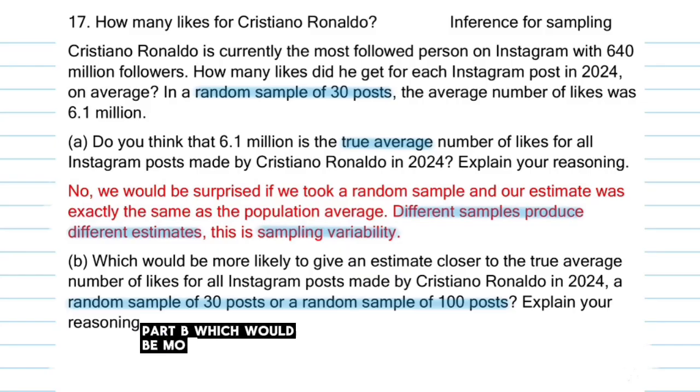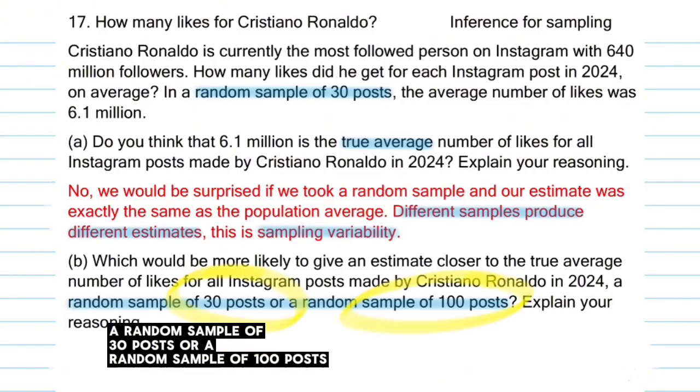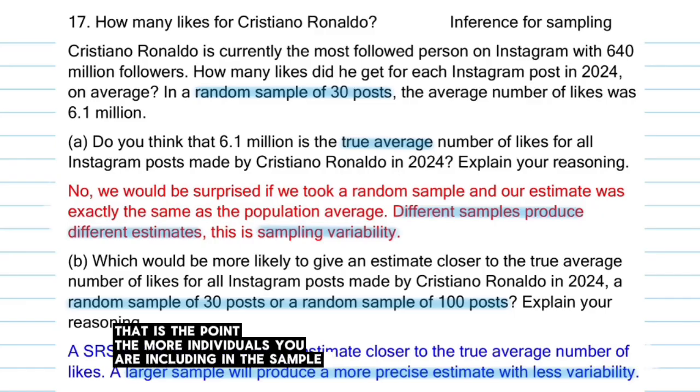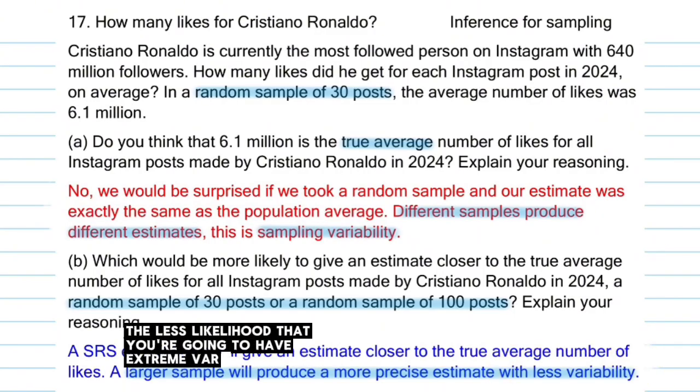Part B, which would be more likely to give an estimate closer to the true average number of likes for all Instagram posts, a random sample of 30 posts or a random sample of 100 posts? Just like what was explained on the previous slide, the more individuals in the random sample, the closer your information is going to get. A simple random sample, an SRS, will be used again later. A simple random sample of 100 posts will give an estimate closer to the true average number. A larger sample will produce a more precise estimate with less variability, because the more individuals you include in the sample, the less likelihood that you're going to have extreme variance.